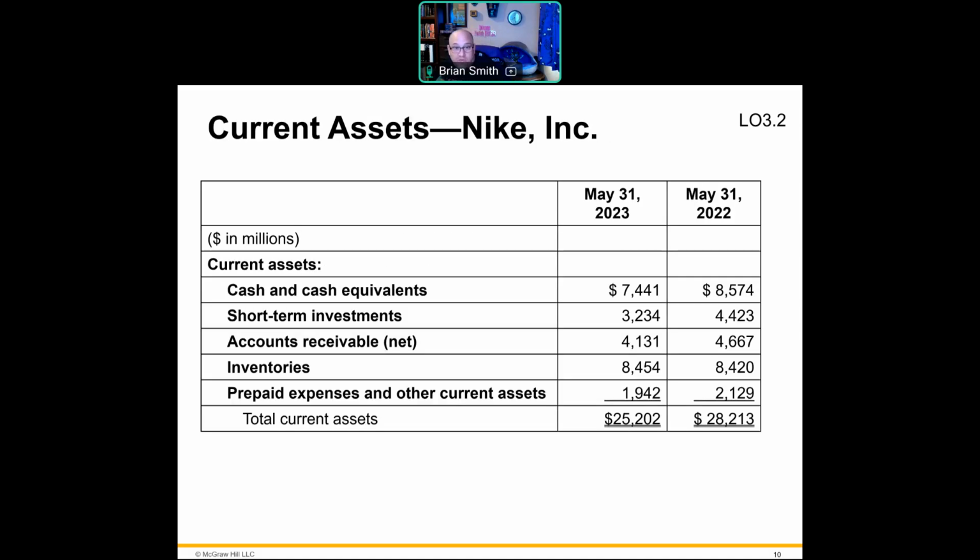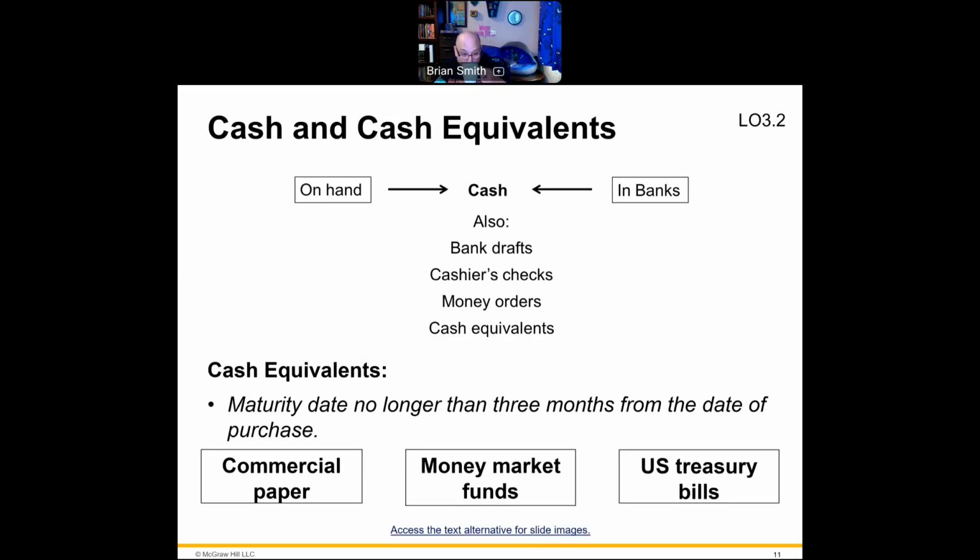Here's what the balance sheet looks like for Nike as of 2022, 2023, showing the current assets. Pretty self-explanatory, I hope. Shows what it was at the beginning of the year and the ending of the year. Pretty straightforward. Now, what are our cash equivalents? So cash equivalents are anything that can be considered very, very liquid. In this case, we're defining it in this book as maturity dates no longer than 3 months from the date of purchase. Okay.